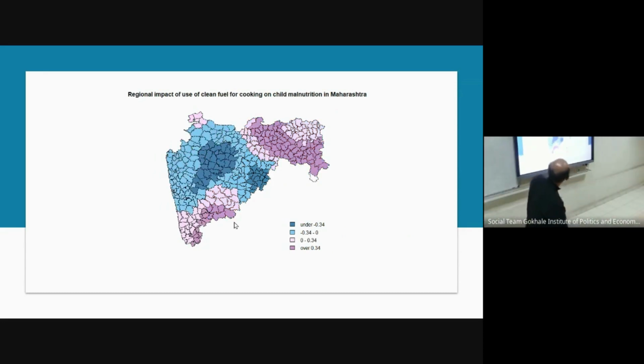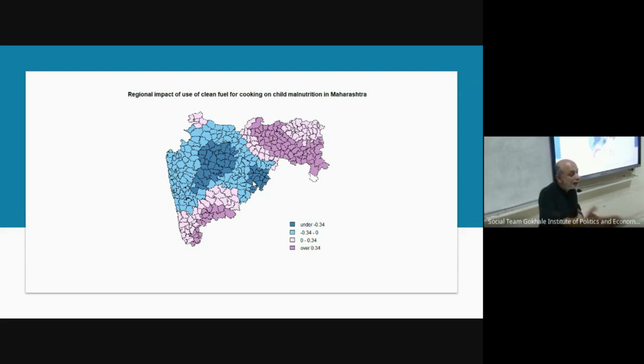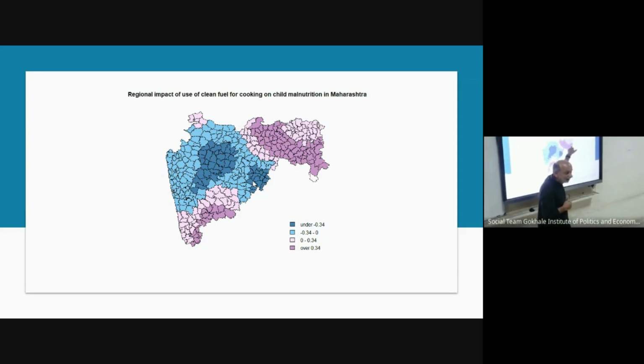I don't know for what reason. We don't really know. Clean fuel: households using clean fuel, right? LPG, the Ujjwala Yojana, is being talked about a lot. That reduces malnutrition, but not everywhere; in this part it actually worsens malnutrition. We don't know why, what is happening. But again, this is another point where you need to look at it. Why, for example, is this association negative in this part of the state? And why is there a positive association in this particular belt of Vidarbha? And what is really happening in this time frame, right?